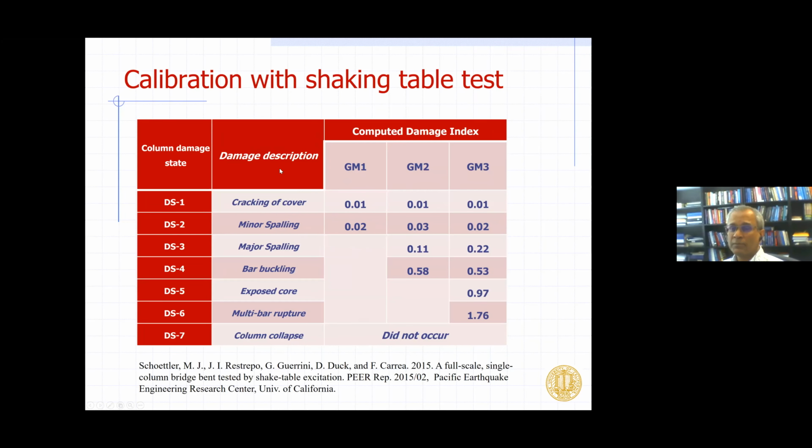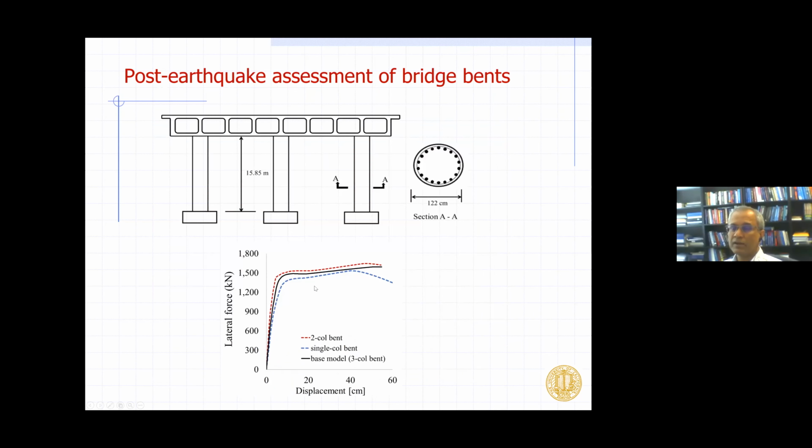We also calibrated this with a shaking table test that was carried out at UC San Diego. And again, these were 3 sets of ground motions, and as you can see, these were the initial ground motions that were applied, and GM2 and GM3 reflect additional ground motions after many cycles. And so we were able to reasonably capture the progression of damage all the way to a multi-bar rupture in that particular column.